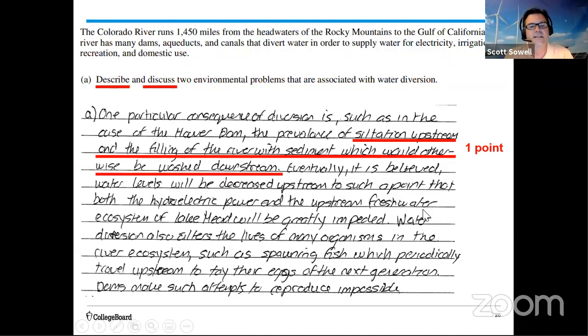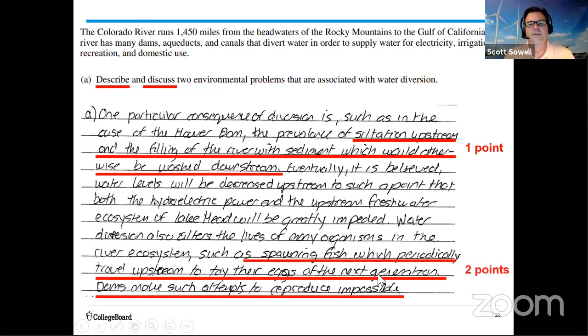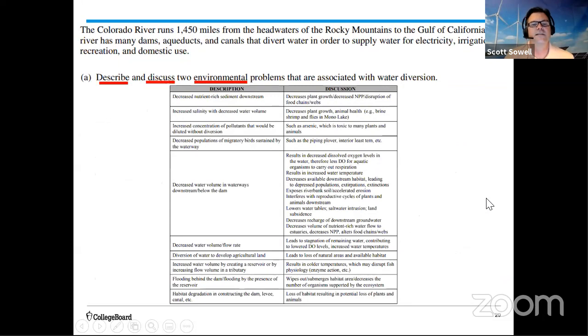And then the person continues to say, water diversion also alters the lives of many organisms in the river ecosystem, such as spawning fish, which periodically travel upstream to lay their eggs for the next generation. Dams make such attempts to reproduce impossible. So there are 2 points there. This one gets the description and the discussion. All right, so here is the overall rubric. It talks about that loss of water volume or sediments downstream, or other ones that talk about the increase of water in the reservoir, things like flooding behind the reservoir. So again, points for description and points for discussion.